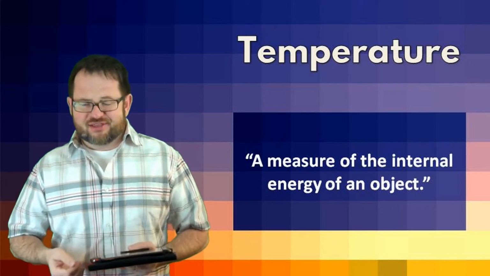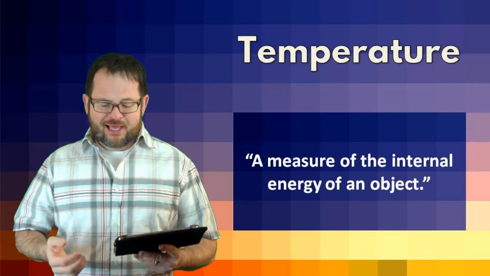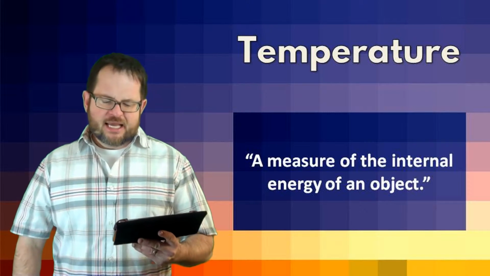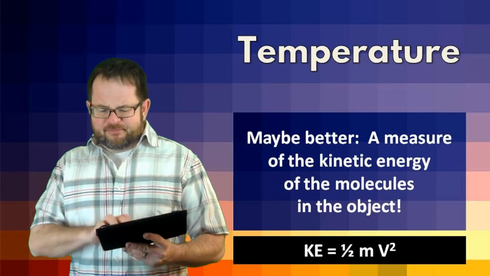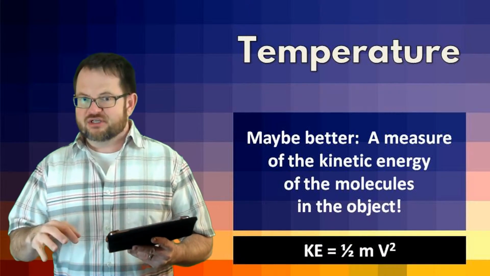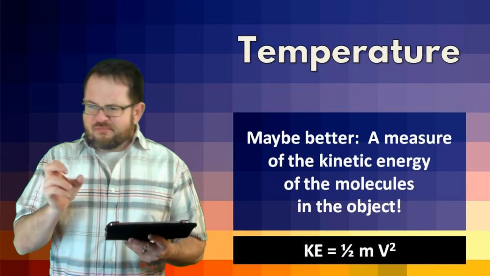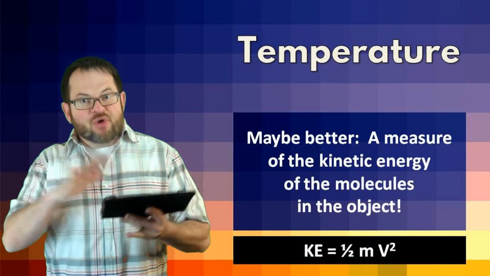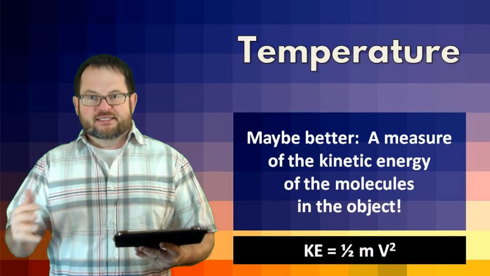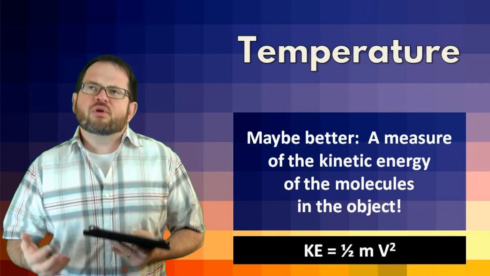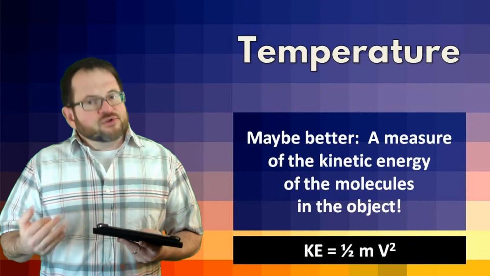Now, your book again throws out a definition that I'm not sure is that helpful, where it says that temperature is a measure of the internal energy of an object. It might be better to say that it is a measure of the kinetic energy of all the molecules in the object. So all those little molecules that make up the object are all wiggling around, and they all have kinetic energy. You add them all up, and that's kind of what temperature is, a measure of their kinetic energy.